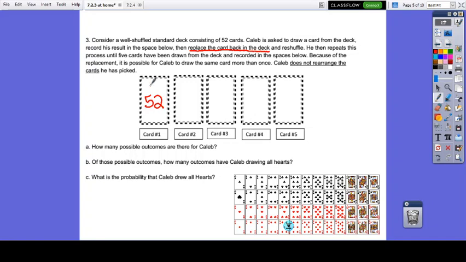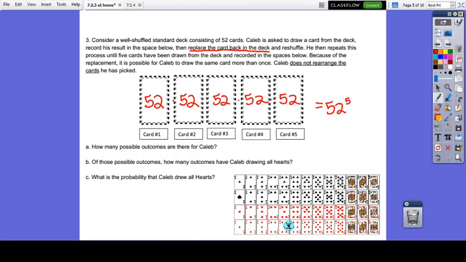Okay. And then I put that card back. I reshuffle. So when I go to draw a card number 2, I still have 52 options in there. Okay. Same thing with card number 3, same thing with card number 4, same thing with card number 5. There are 52 options every time that I go to make that choice. So how many possible outcomes are there for Caleb? You're going to go ahead and multiply 52 times 52 times 52 times 52 times 52, which is also 52 to the 5th power.